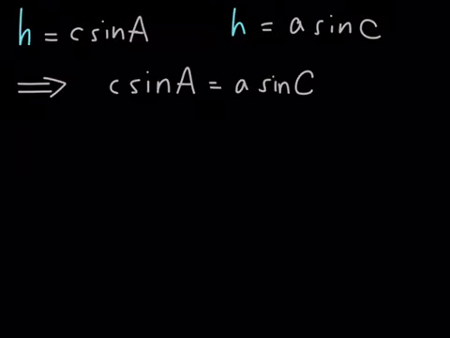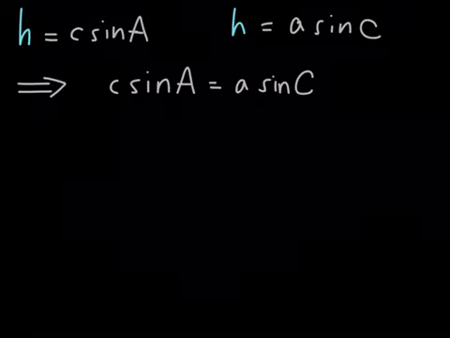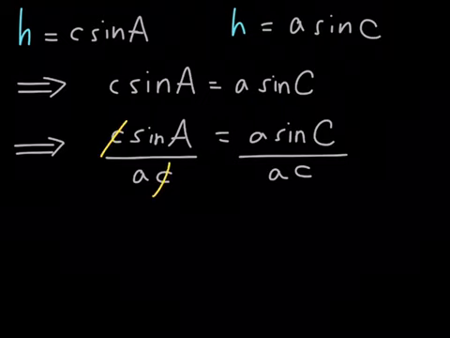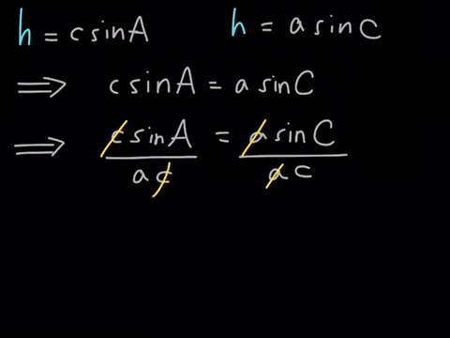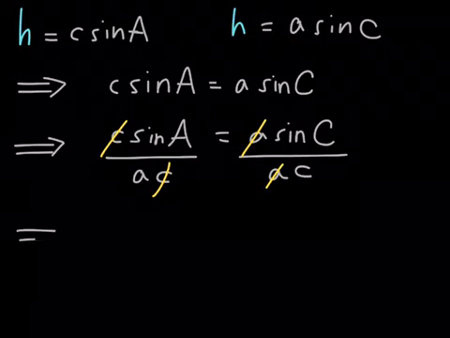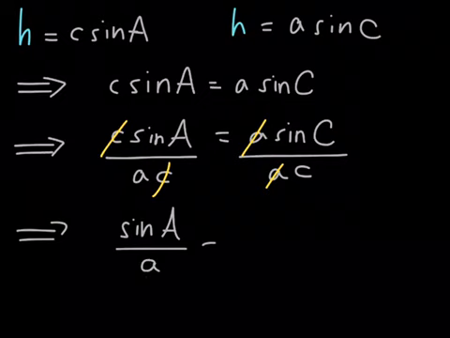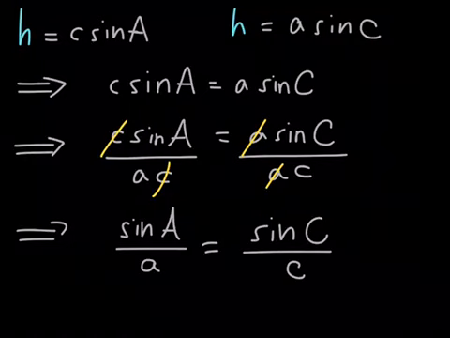What I would invite you to do next is to divide both sides by A times C. If we divide both sides by AC, you can see that this C and that C divide out, and this A and that A divide out. And watch what we have. We have sine of angle A is to side A what sine of angle C is to side C. We have a proportion.